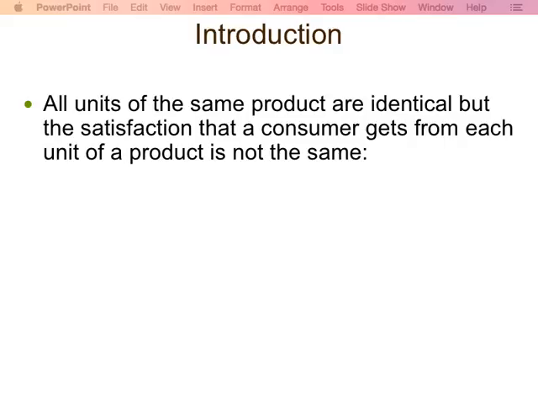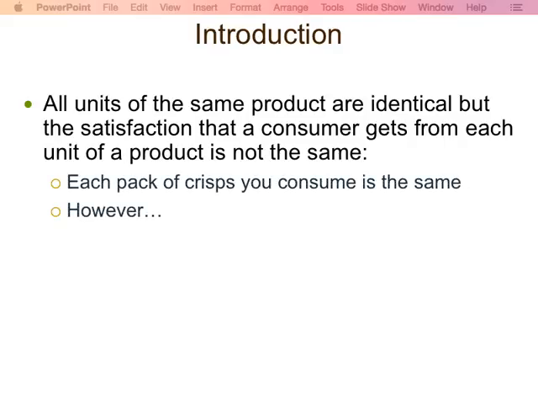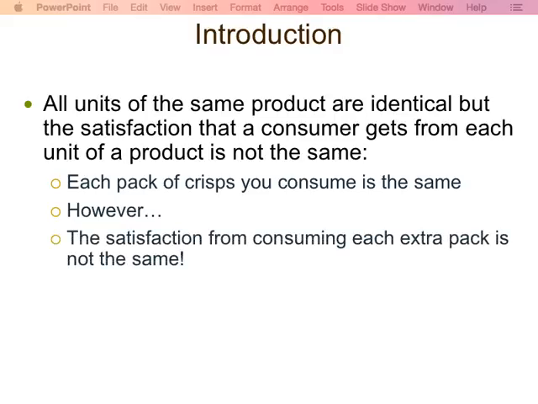Now let's also set the stage for further discussion. All units of the goods that we buy are usually identical. If you're consuming a box of crisps, every pack is the same, identical, apart from being different flavors. So let's say the same flavor of a box of crisps. We consume multiple of this same identical good. So each pack is the same. But the utility, the satisfaction we get from consuming this good, is not the same. Or is it?